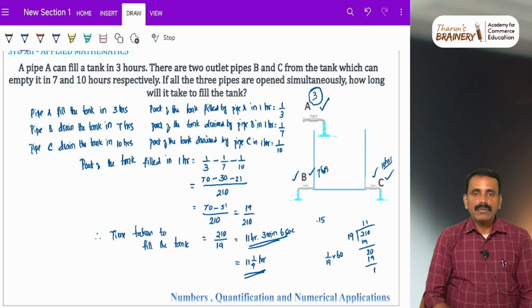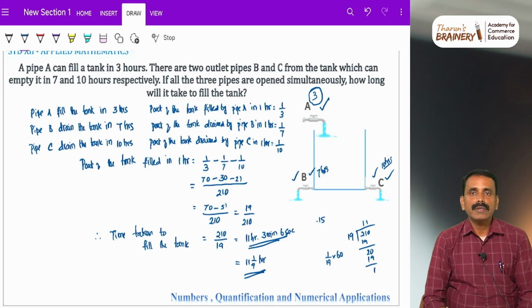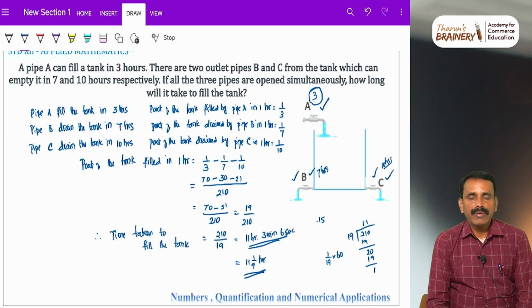So, in this session, we studied filling up of a tank with 2 taps and 3 taps filling, and 2 taps filling and 1 tap draining the tank.